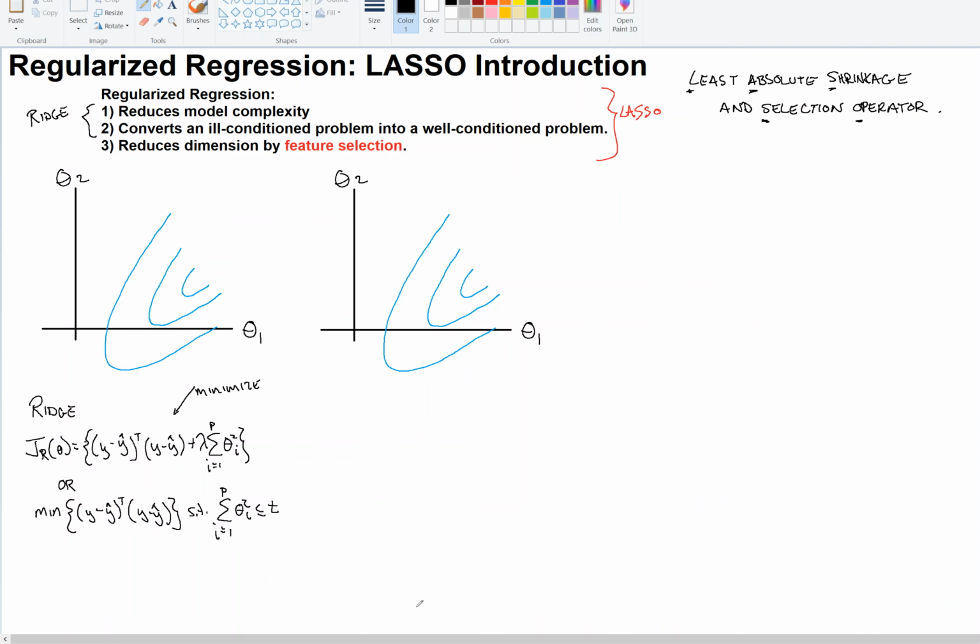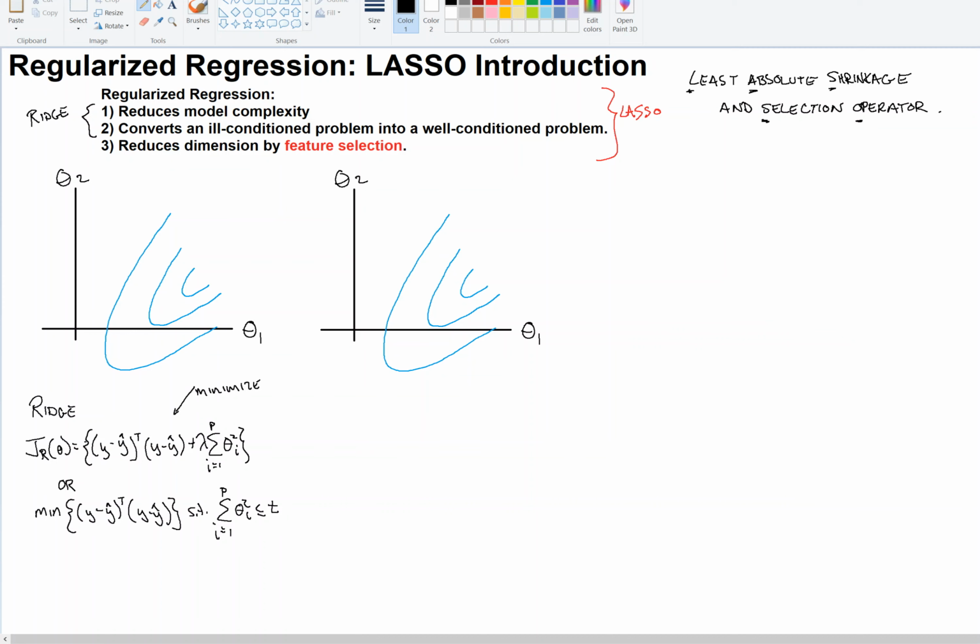Okay, so first recall that regularized regression aims to do these three things. It reduces the model complexity by shrinking the coefficients, theta 1, theta 2, that contribute to the target variable in 2 dimensions anyway. It converts an ill-conditioned problem into a well-conditioned problem. So we talked about the inverse of x transpose x not existing, and then adding the regularization term will fix that problem. And then third, it reduces the dimension by feature selection. We haven't seen this yet because the ridge regression only does the first 2.